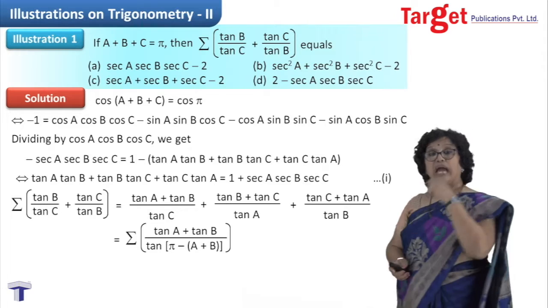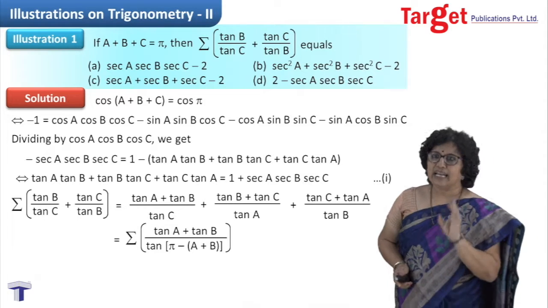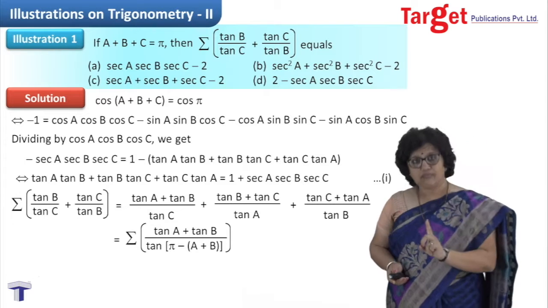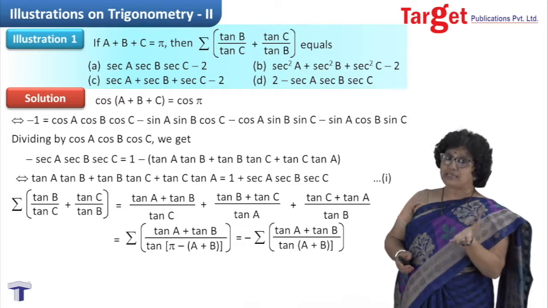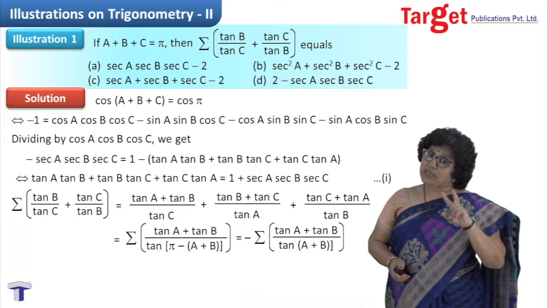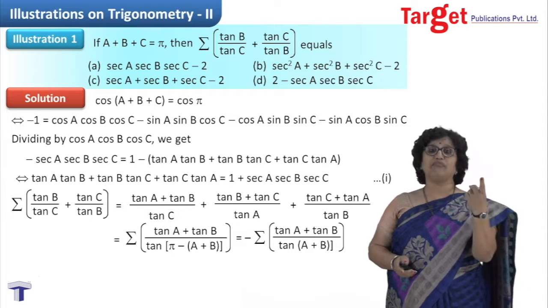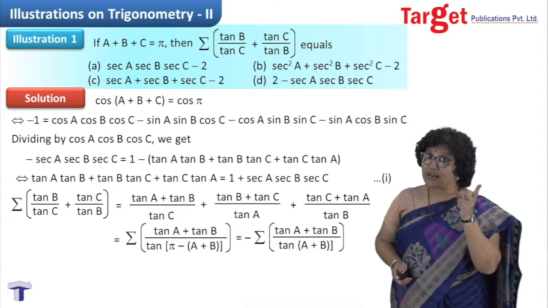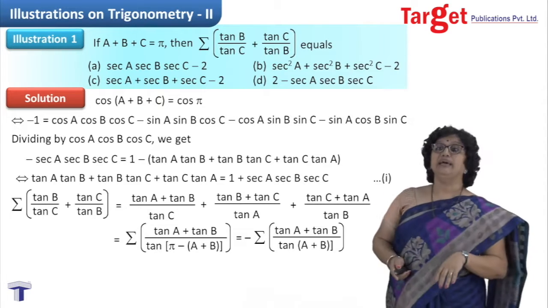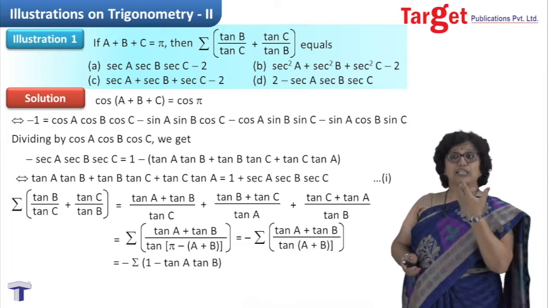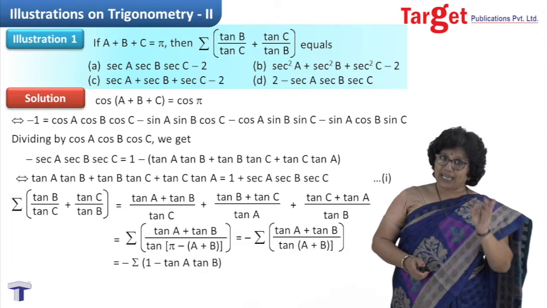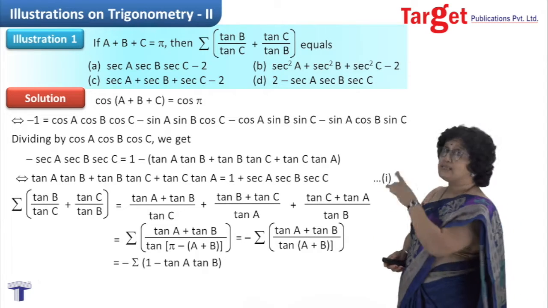Now tan a plus tan b upon, and the denominator is tan c, that I will write as tan of (pi minus (a plus b)), and tan (pi minus theta) is minus tan theta. So this becomes minus times sigma (tan a plus tan b) upon tan (a plus b). Now tan a plus tan b and tan (a plus b) you have seen in one formula, and that formula is what? Tan (a plus b) is tan a plus tan b upon 1 minus tan a tan b. And from there, I rewrite the expression for sigma tan b upon tan c plus tan c upon tan b as minus times sigma (1 minus tan a tan b).